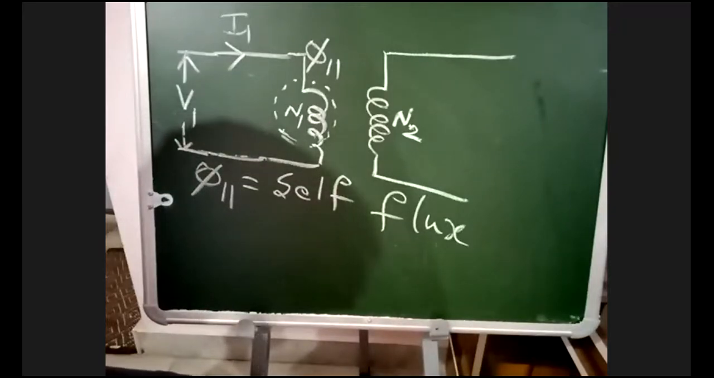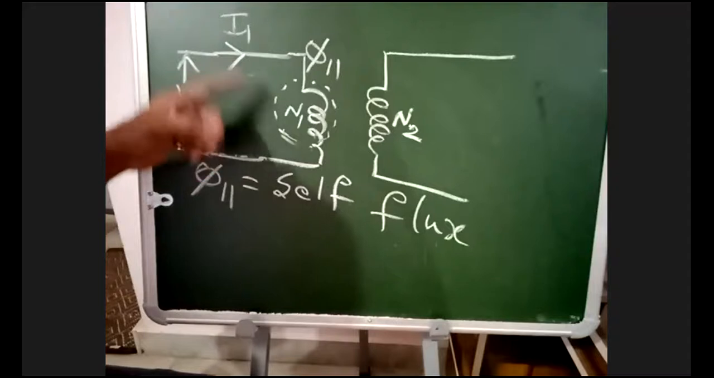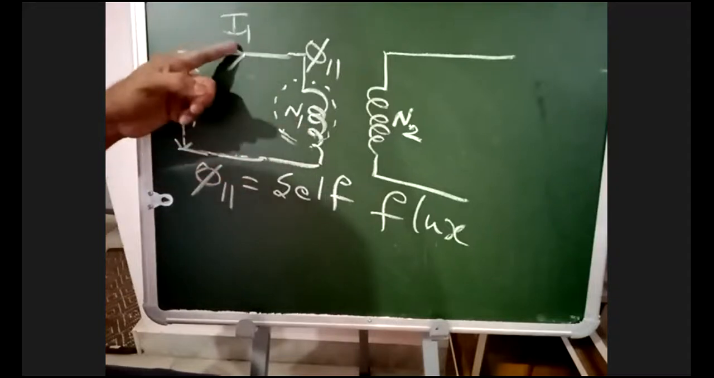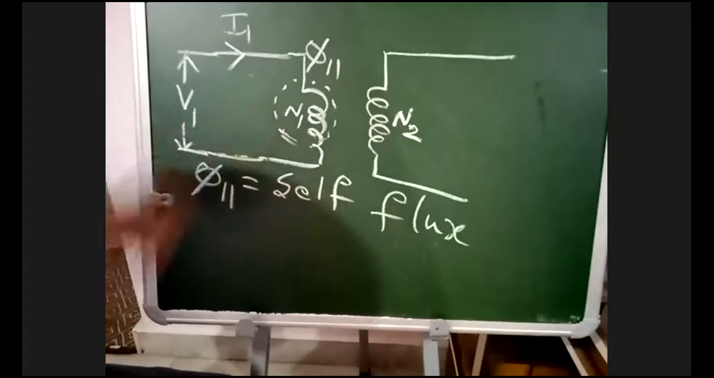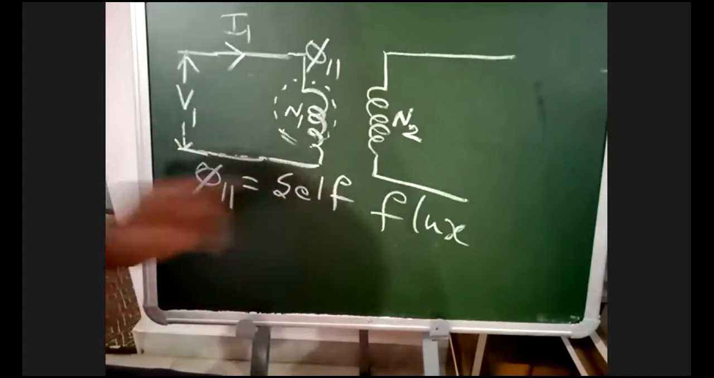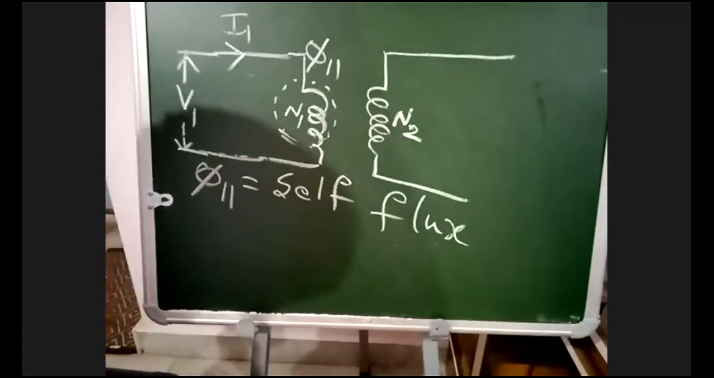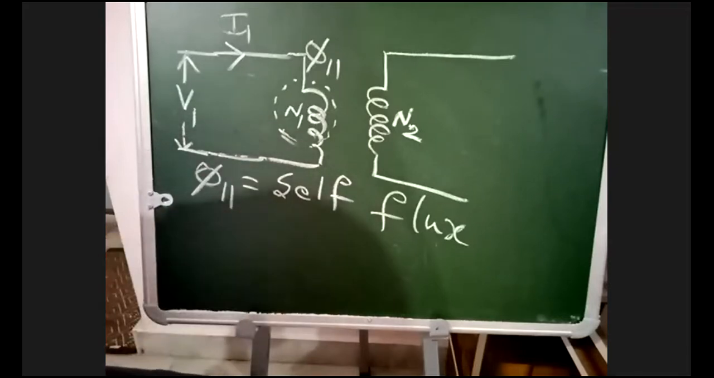Why is it called self flux? Because of its own current I1, flux is generated in the primary coil. That's why it is called self flux. There is one more term that is called mutual flux. I'll explain that. First write down: Phi11 is equal to self flux.